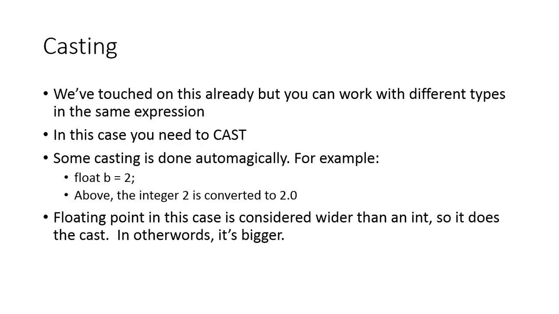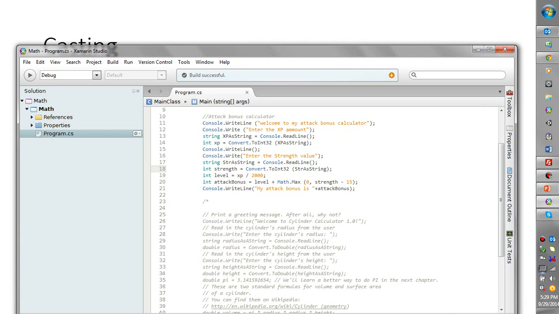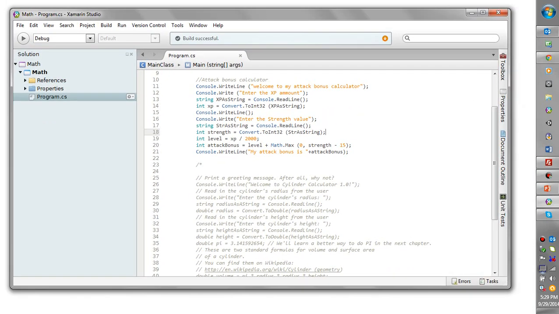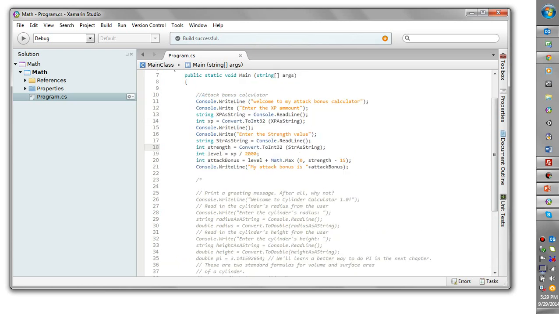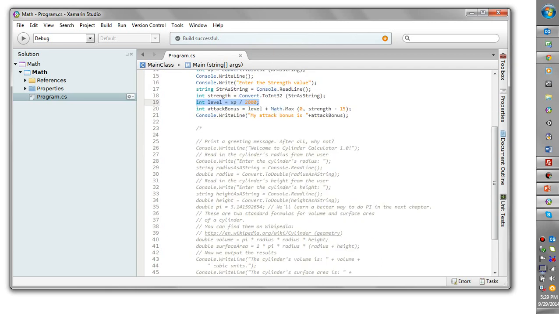So we've touched on this next topic a little bit already, which is the idea of casting. For example, you saw this in my XP calculator, or my attack bonus calculator program that I ran before. In this case we didn't actually have to do a cast. All our computations were fine because we just did XP divided by 2000, and this is integer division right here. So we didn't need to actually do a cast. There was an example I showed you last time where a cast was necessary, and I can draw up a quick example of that.